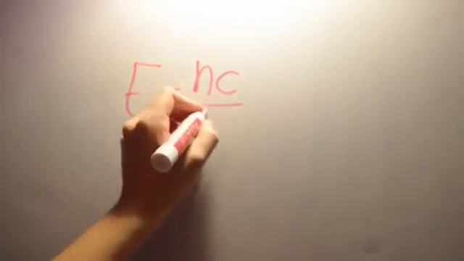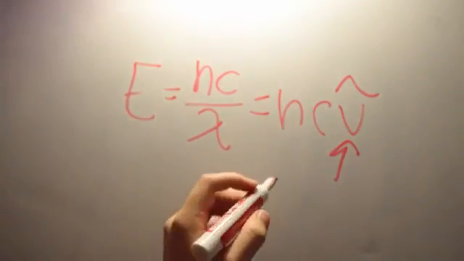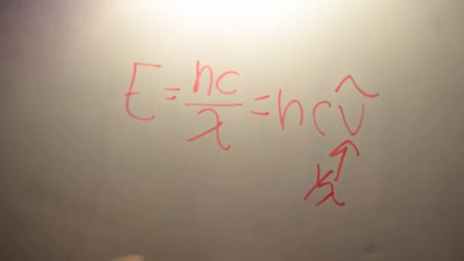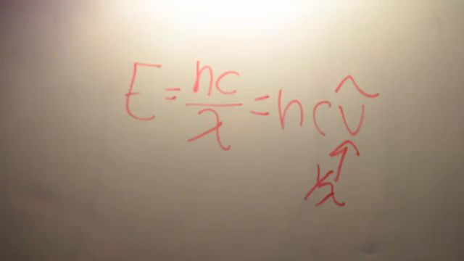So when you combine these two formulas, you get a new relationship, which is energy equals Planck's constant times the speed of light divided by wavelength, which equals this. And this right here is simply a wave number, which is 1 over the wavelength. And what this tells us is that energy is inversely proportional to the wavelength and directly proportional to the wave number. So when light has a longer wavelength, there's less energy, and when light has a shorter wavelength, there is more energy.